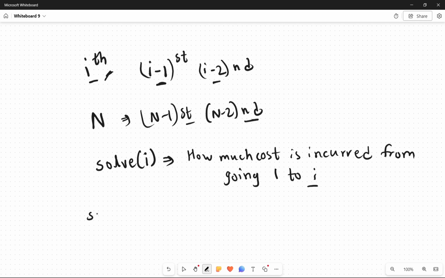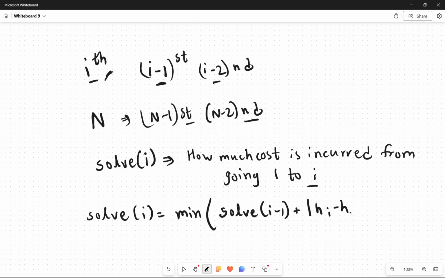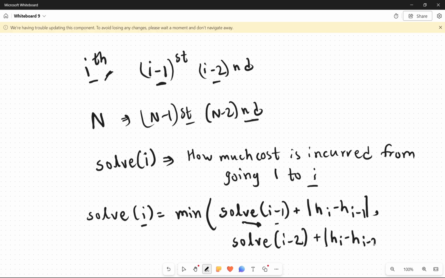So solve of i will be equal to the minimum of solve of i minus 1 plus the absolute value, meaning mod, of the height difference of i minus the height of i minus 1. Do you agree? And comma, this is the case when I am jumping from the (i minus 1)th stone to the ith stone, and the second case would be jumping from the (i minus 2)th stone to the ith stone. Then here it will be h i minus h i minus 2.